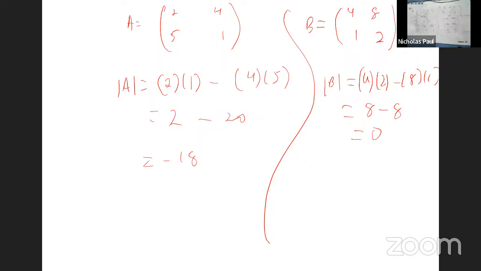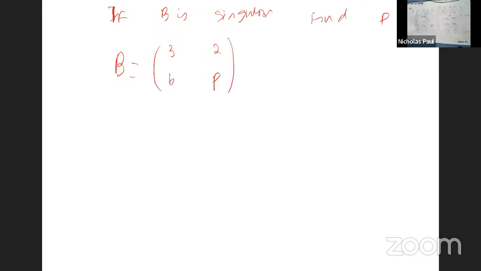All right? Nice. Let's go in reverse. I'm going to tell you it's singular and I want you to solve for P from it. Okay. Right, so if B is singular, find P.